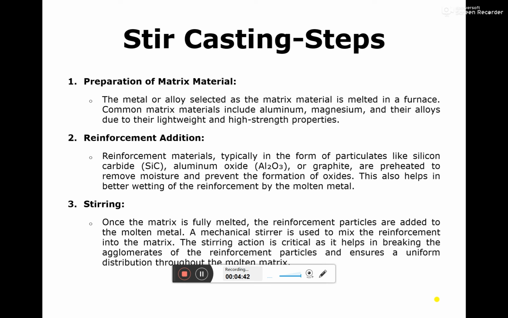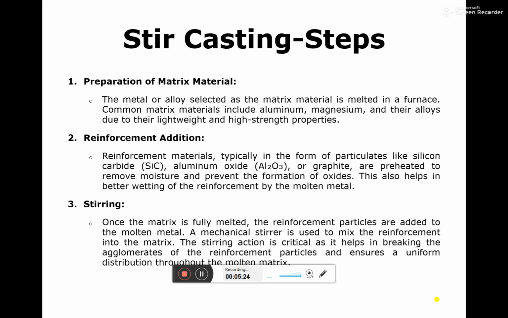The next step is the stirring process. Once the matrix is fully melted, we add the reinforcement particles. For example, if we choose aluminum as the matrix material, I will place the aluminum in appropriate quantity in a crucible, and after that this crucible will be placed in the furnace and the temperature maintained such that the aluminum reaches its melting point.